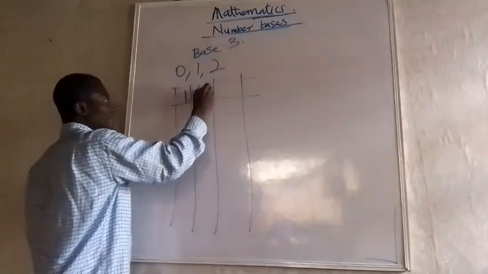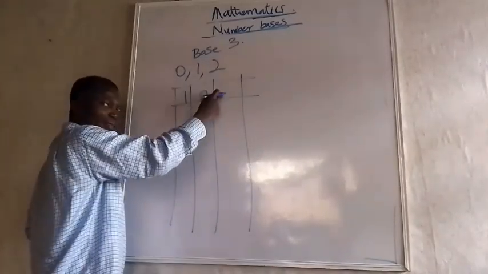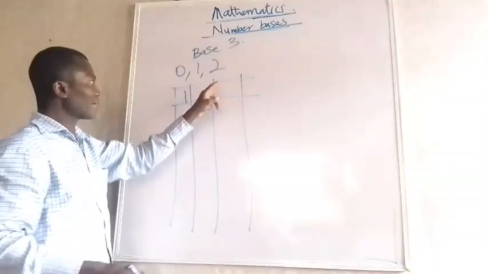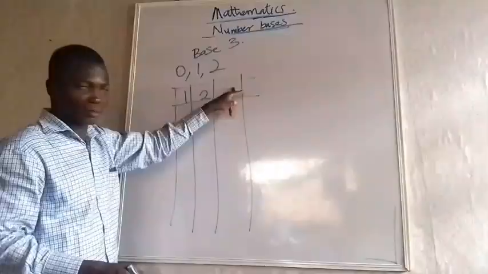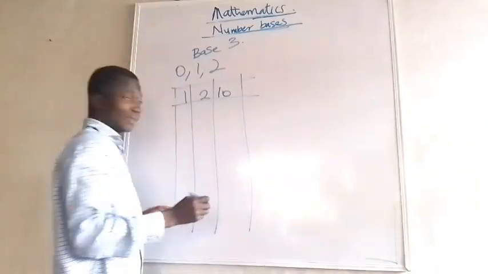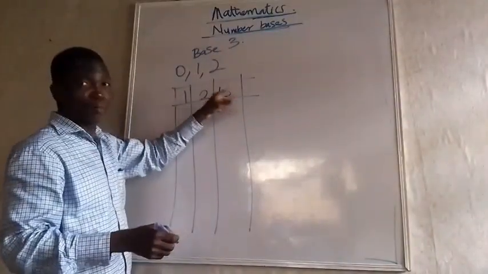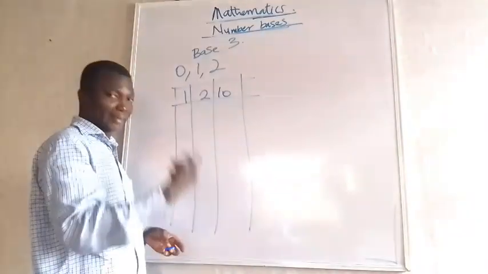I have 1, 2. This is 3. Because this is the number base here, I cannot write 3. I'm going to have 1, 0. You can see, this 3 here has become my 10. It has become my 10. Fine.